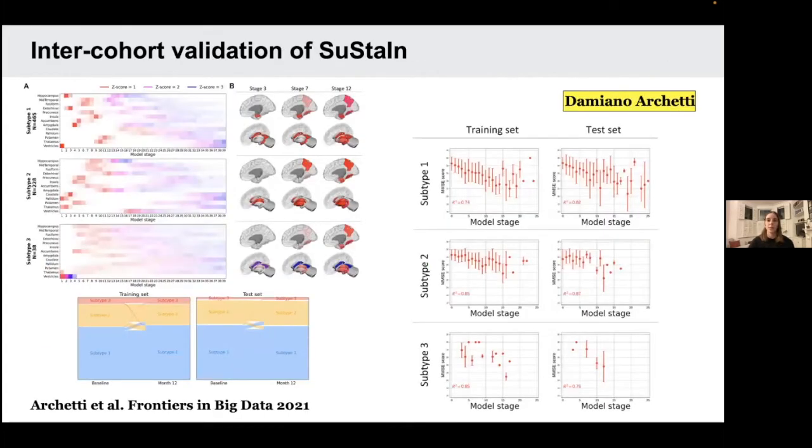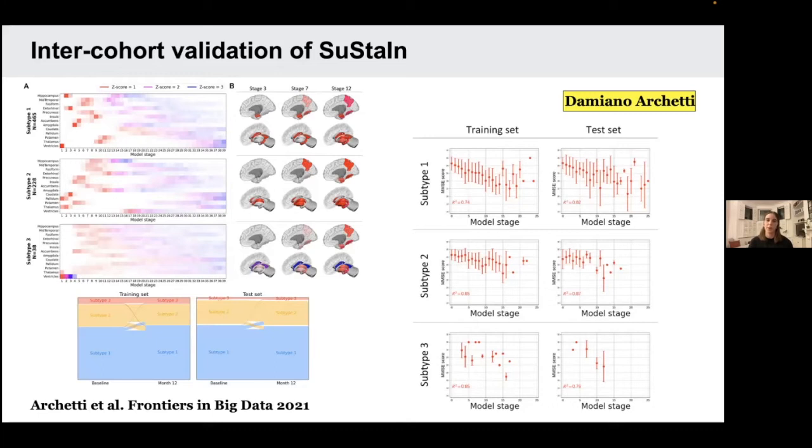So this is a study that was done by Damiano Archetti in Alberto Ridolfi's group in Brescia. And this looked at transferring SuStaIn subtypes in Alzheimer's disease across different cohorts. So Damiano identified three subtypes that were based on regional atrophy patterns and showed that these subtypes were stable between baseline and follow-up in both the training and the test set. And also that SuStaIn stage was correlated with decline in MMSE score in both the training and the test set.